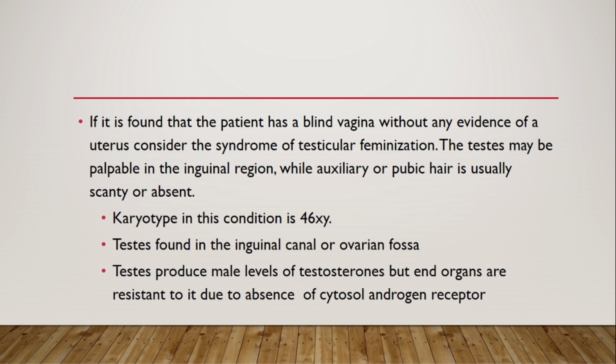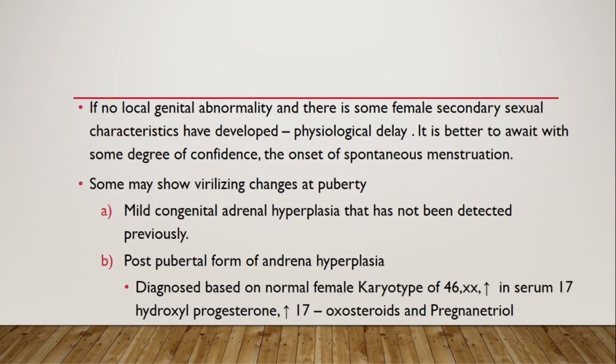Testes are found in the inguinal canal or ovarian fossa. The testes produce male levels of testosterone, but the end organs are resistant to it due to absence of cytosol androgen receptors. If there are no local genital abnormalities and some female secondary sexual characteristics have developed, this may be a physiological delay.